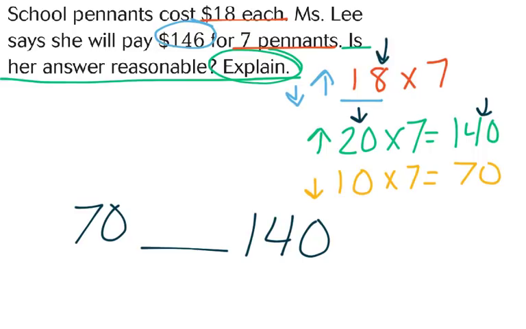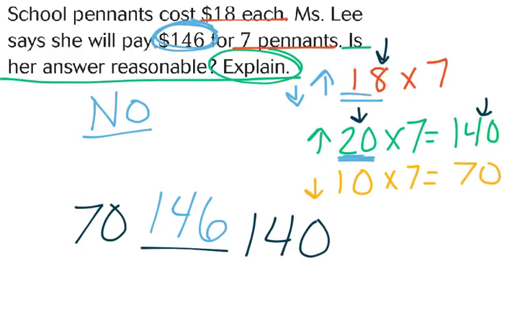So when I take a look at the product that they gave me, the estimate, she said she'll pay $146. Well, 146 doesn't fit in this range. So is her answer reasonable? My answer would be no. It's not reasonable because it doesn't fit in my range. 20 is greater than 18, so 140 should be greater than what other number they gave me. Well, 146 is greater than 140, so no, it's not reasonable.